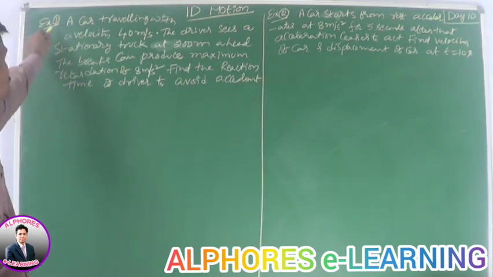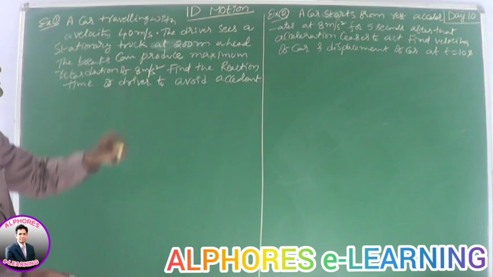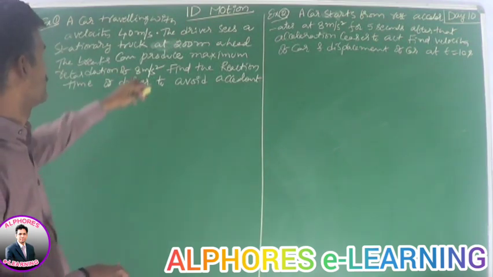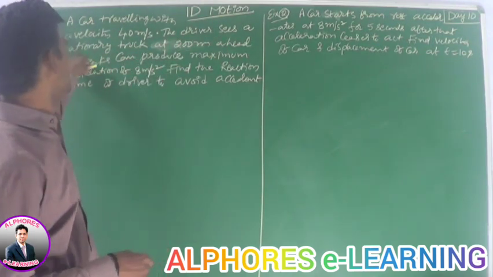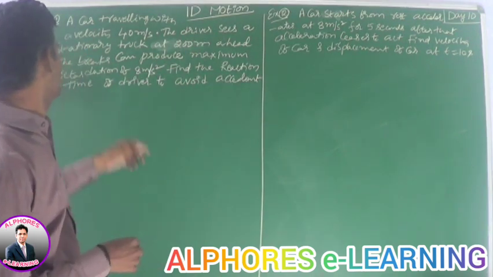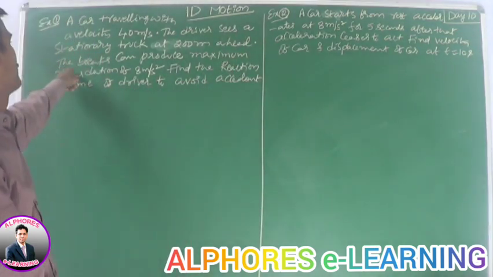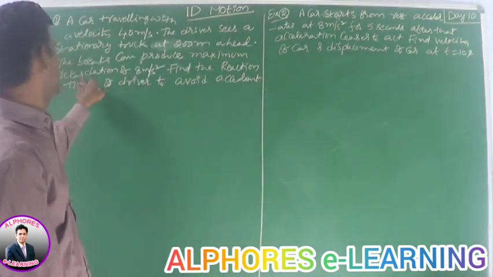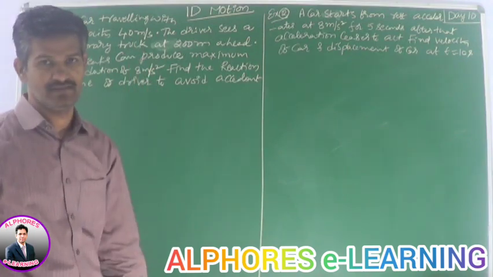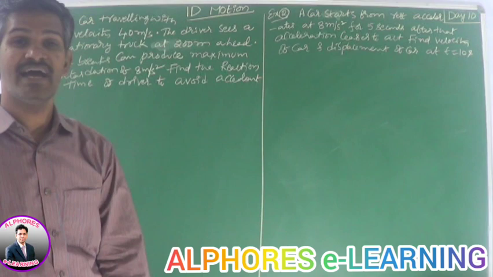Our first problem today is a car traveling with a velocity of 40 meters per second on a road. The driver sees a stationary truck at a distance of 200 meters ahead. The brakes can produce a maximum retardation of 8 meters per second squared. Find the reaction time of the driver to avoid the accident.